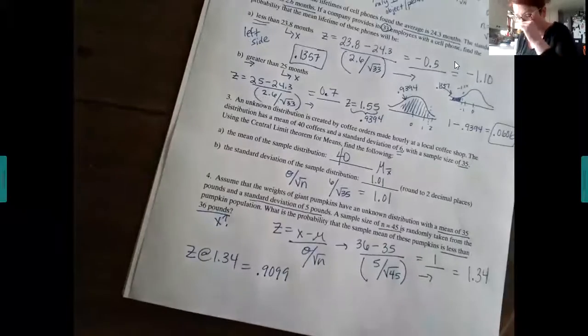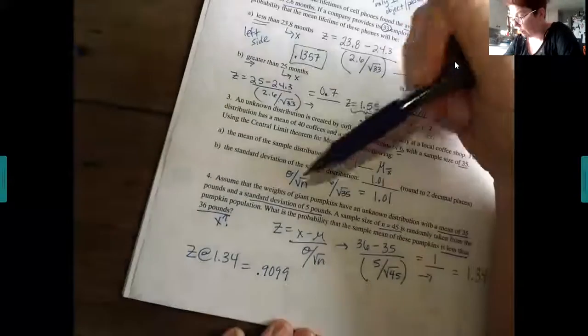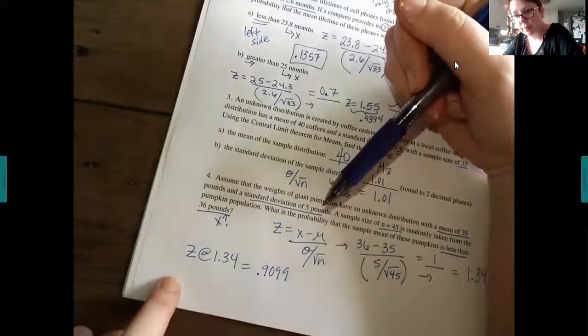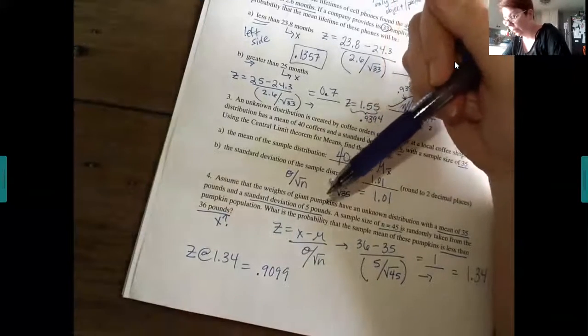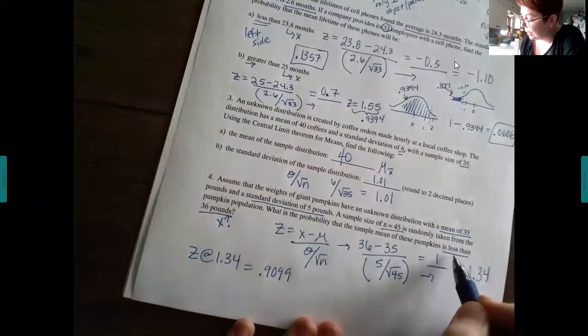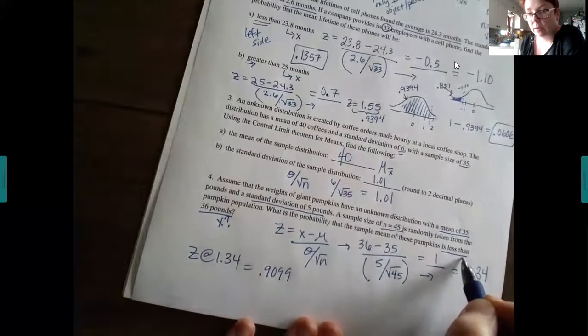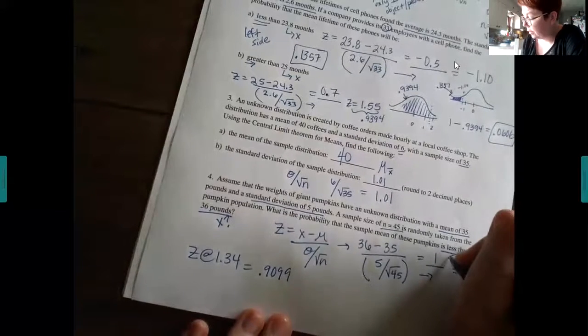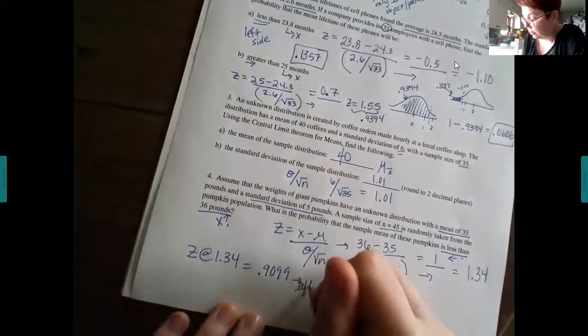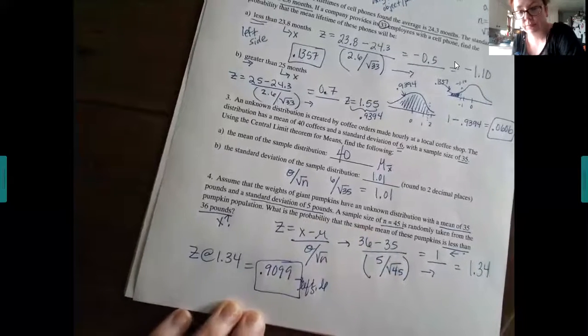Okay. And then we have to ask ourselves, is that what we want? Since this is the left side of that area, or do we want the right side? So again, it's in the question. It says, what is the probability that it's less than 36 pounds? So less than means left side. So this is on the left side. So this is our answer.